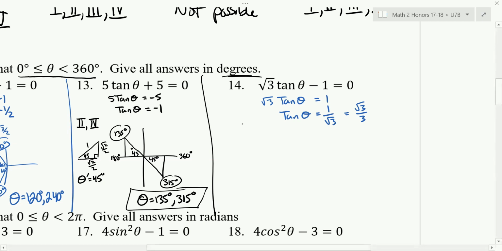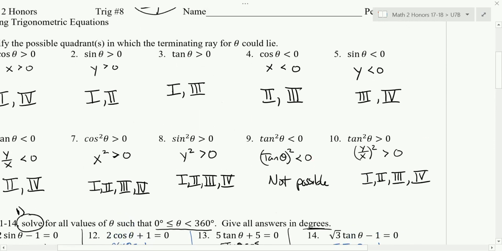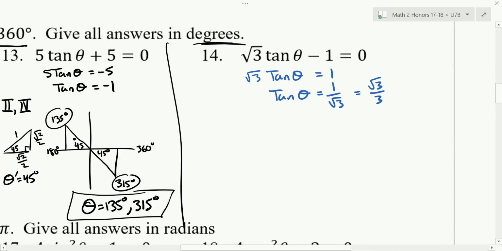So tangent is positive in which quadrants? Well, if we look back at number 3, we found it's positive in quadrants 1 and 3. And so that's where our answers lie. And so we get two answers. And then we want to know what angle gives us the tangent of theta is root 3 over 3.